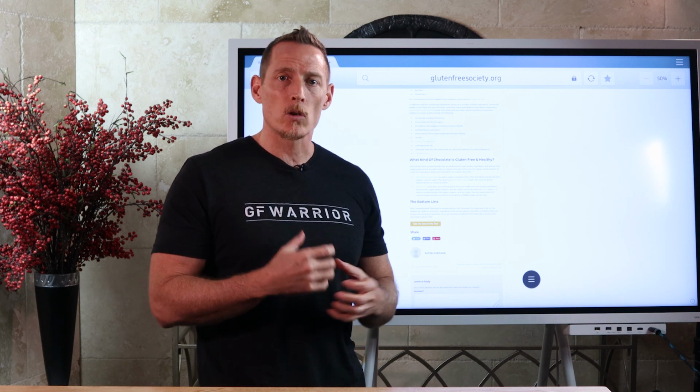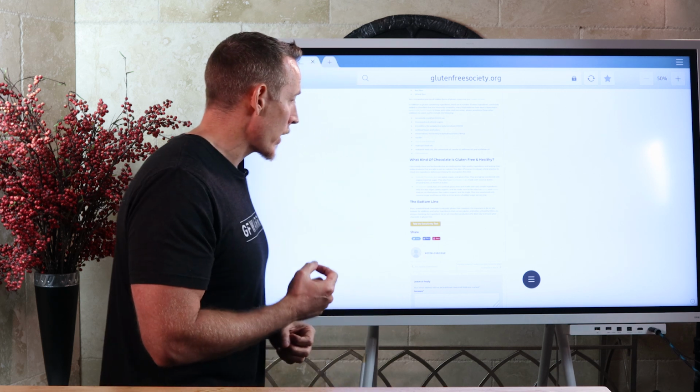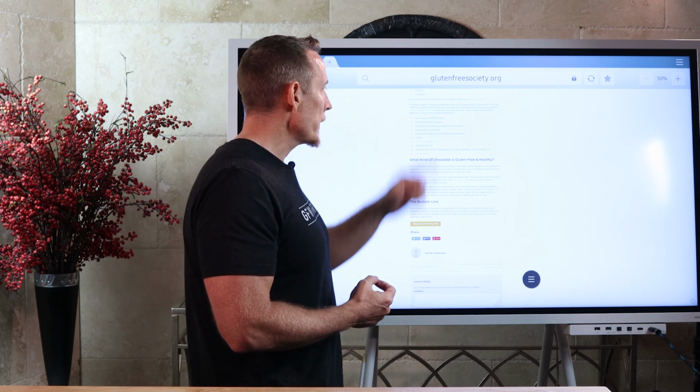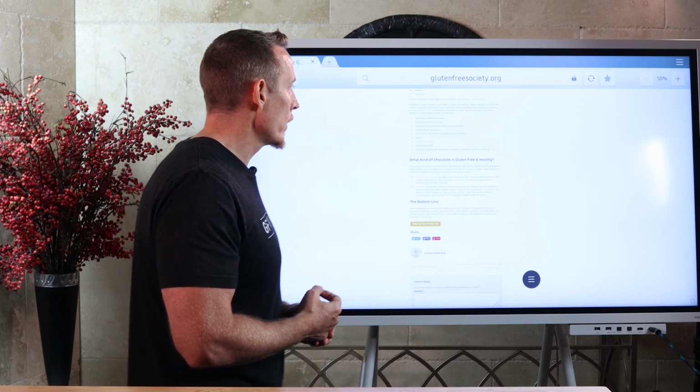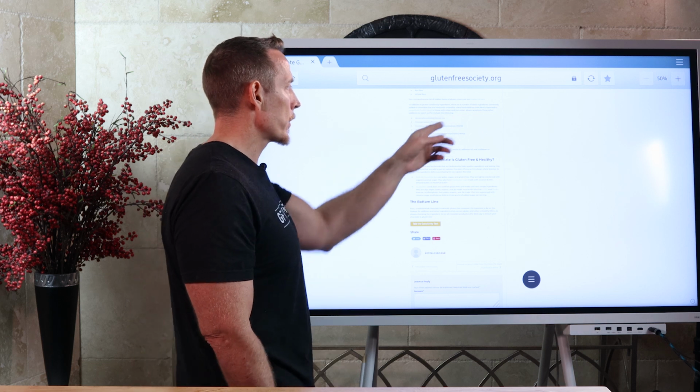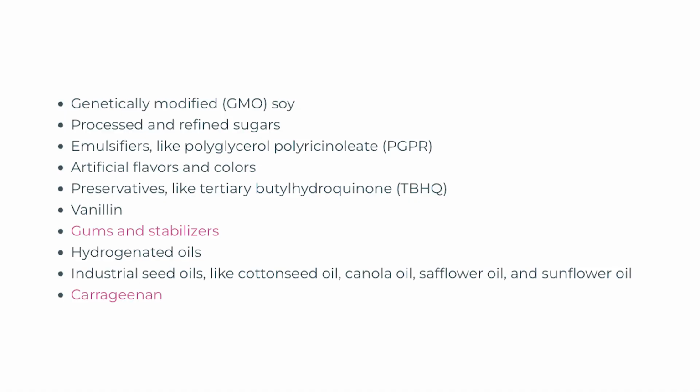And they use soy to make chocolate creamier. What that means for you, if you're buying this type, is you're gonna probably end up with glyphosate residues in your chocolate. GMO soy can contain glyphosate residue. We wanna try to avoid that. Processed and refined sugars. There are better sweeteners than sugar that can be added to chocolate. And then emulsifiers like polyglycerol, not good.